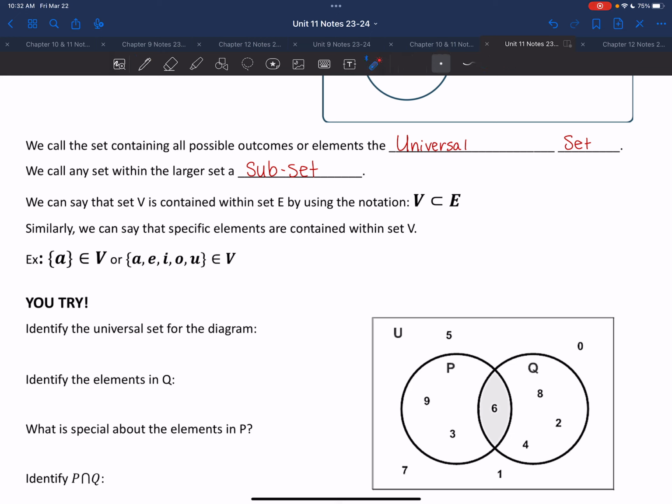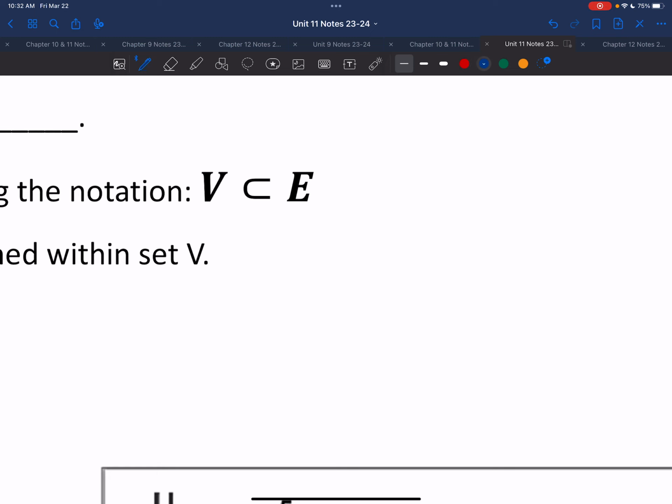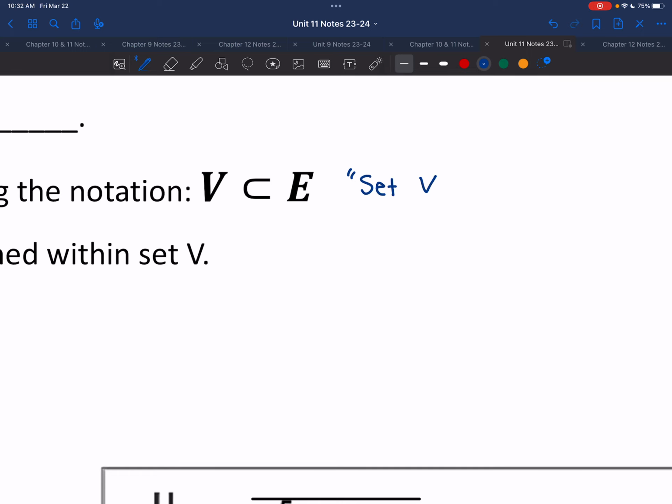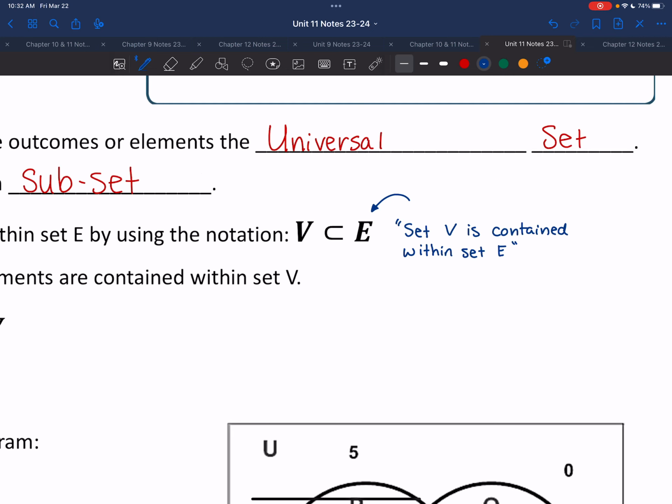And now we can say that V is contained within the set E by using the notation V, and then it looks like a C, and then the set E. Basically, this just means set V is contained within set E. That's all these symbols mean. It's just a shorter way to write it. Instead of having to write this entire sentence every single time, you could just write this, and it would be much quicker.